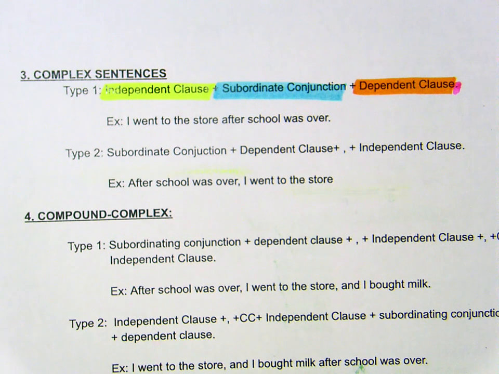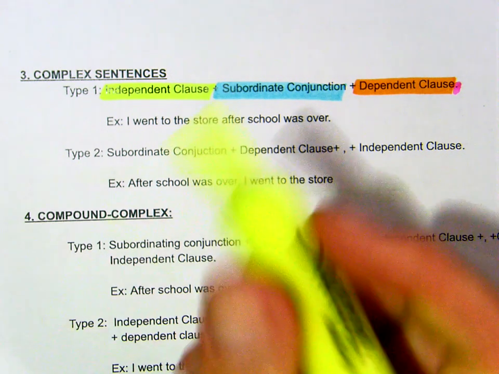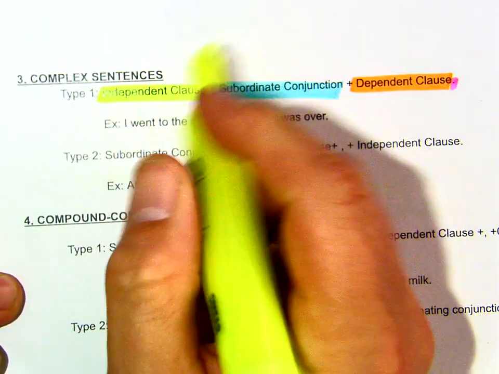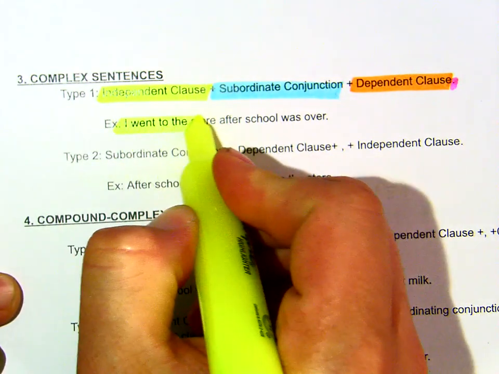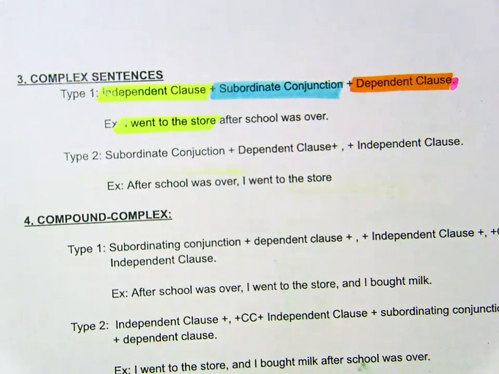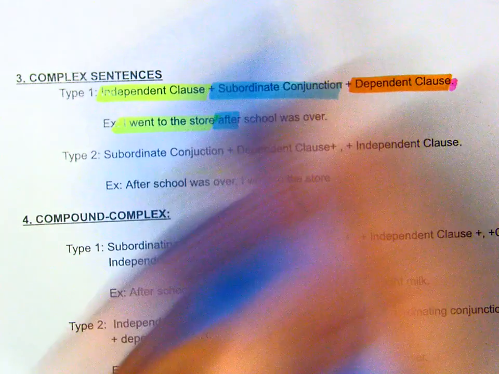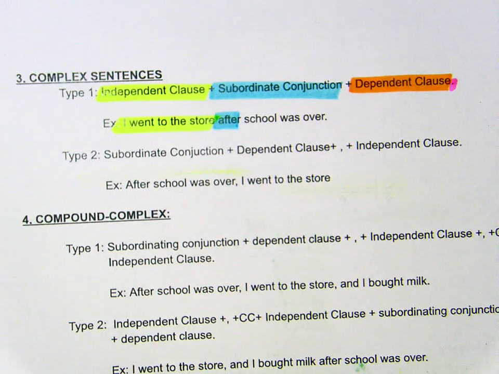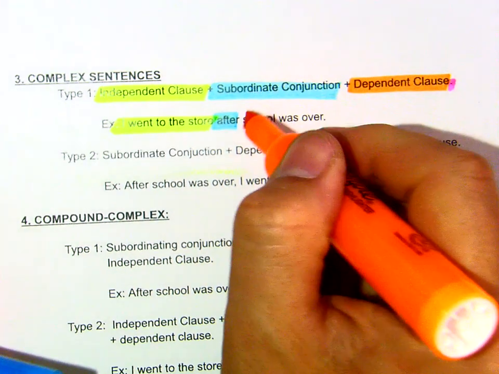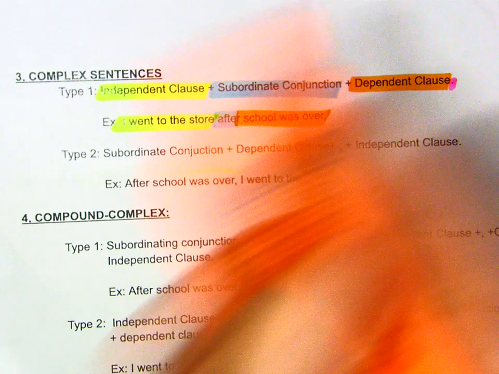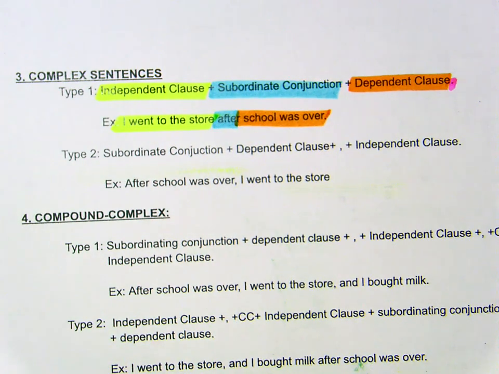So for example, you would say, I remember our sentence before, I went to the store. That's an independent clause. It can stand by itself. But now you're going to add this part after it, after school was over. And then a period at the end.